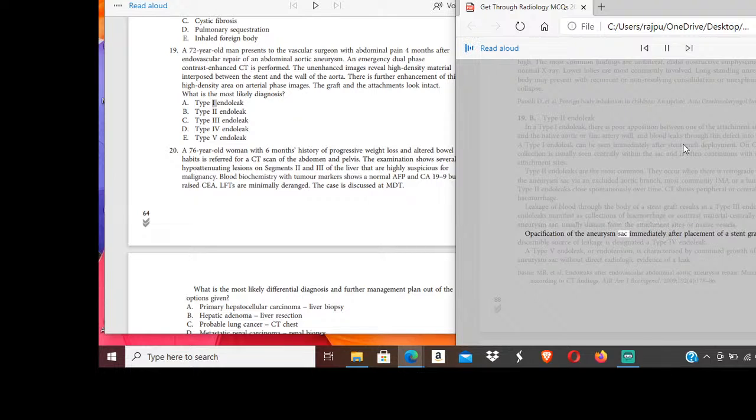Opacification of the aneurysm sac immediately after placement of a stent graft without a discernible source of leakage is designated a type 4 endoleak. A type V endoleak, or endotension, is characterized by continued growth of an excluded aneurysm sac without direct radiologic evidence of a leak. Basher MR, ETAL. Endoleaks after endovascular abdominal aortic.